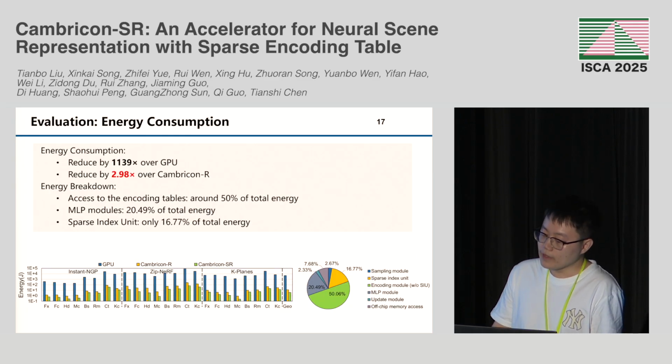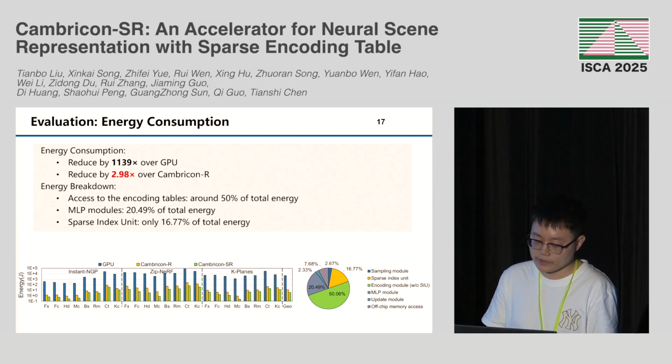We also evaluate energy consumption, and we find that Cambricon-SR reduced energy consumption by around 1,139 times over GPU and 2.98 times over Cambricon-R. The breakdown result shows that around 50% of the total energy is spent in the memory accesses to the encoding table, and the sparse index unit only consumed around 16.77% of the total energy.